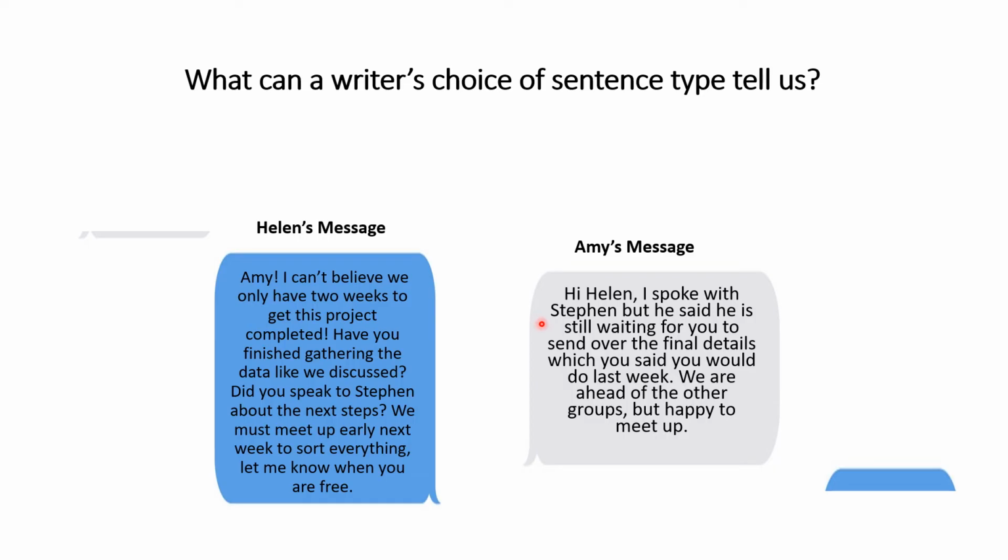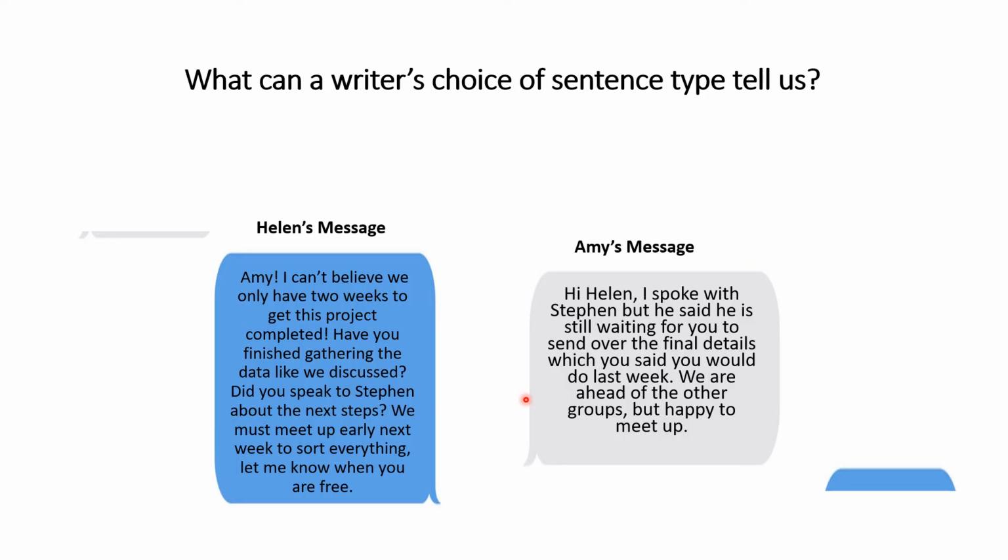In particular, when she comments, I've spoken with Stephen, but he said he is still waiting for you to send over the final details, which you said you would do last week. You get this sense that actually they're waiting for Helen to do something rather than Amy. But instead of using an interrogative, she could have said, did you send over the final details like you said you would? Or even an imperative, I need you to send the final details like you said you would. She uses this declarative. Perhaps it protects Helen's negative face, or it could just be to avoid any further arguments or stress between the 2 writers.